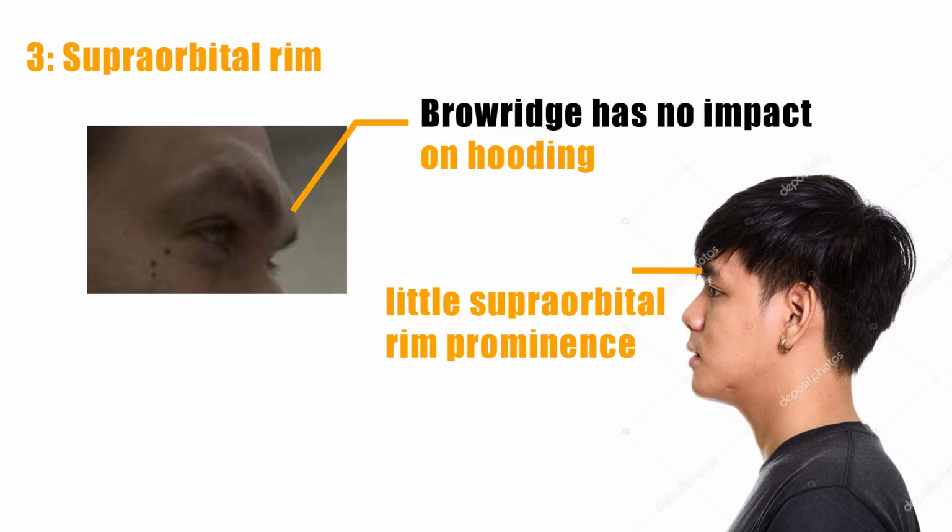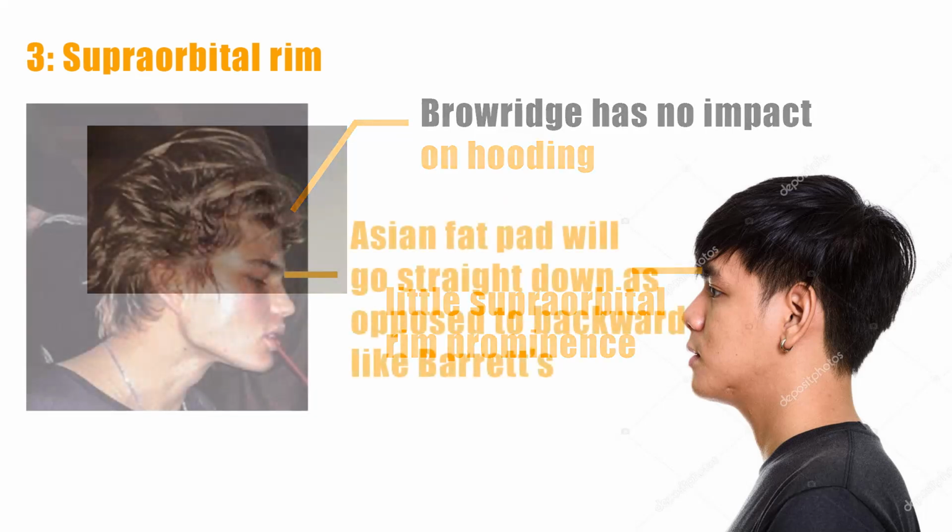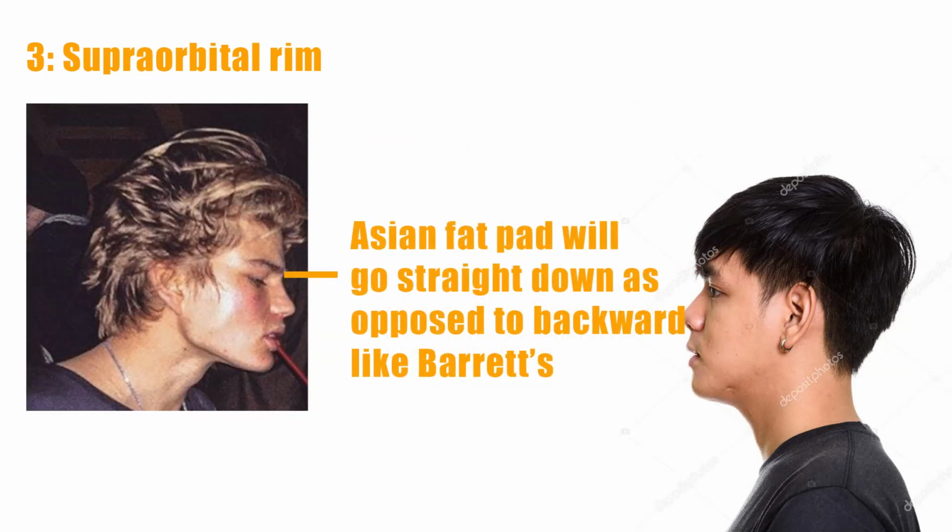There are many ways to spot this difference. Asian fat pads will go straight down as opposed to backward like Barrett's. The Asian eye will appear less deep set as the supraorbital rim is actually lacking prominence as opposed to Barrett's, which is very prominent. And the eyebrows will be much more forward relative to the eye when the supraorbital rim is prominent, unless they are so arched that they sit above the supraorbital rim.